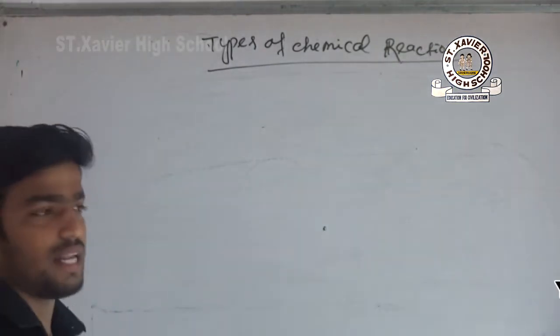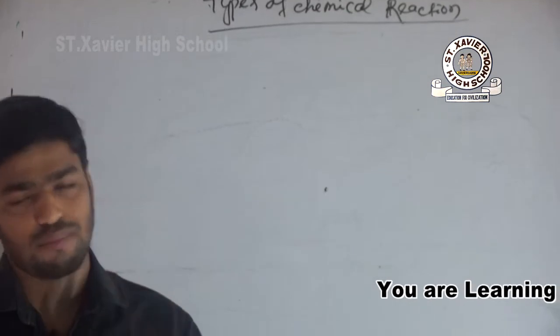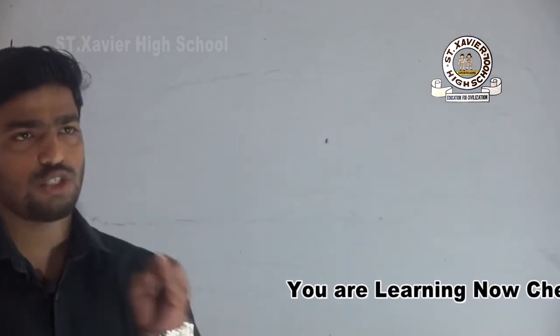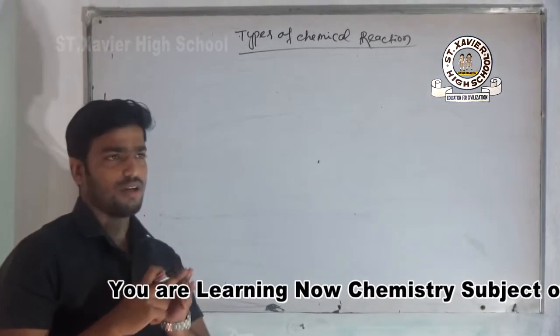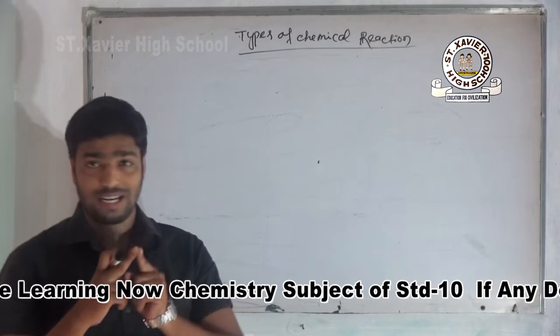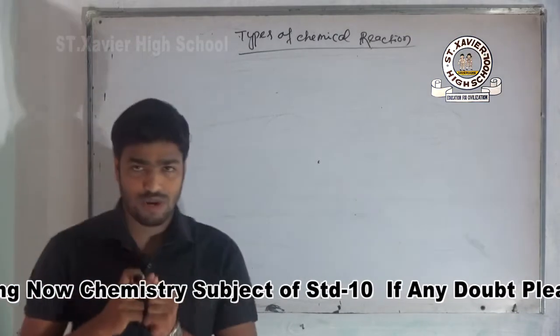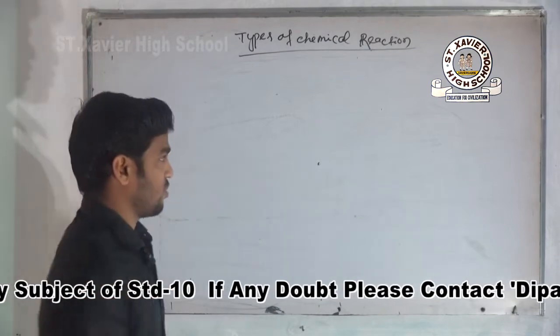Types of chemical reactions. Students, there are mainly 5 types of chemical reactions. First is your combination reaction, second is your decomposition reaction, third is your displacement reaction, fourth is your double displacement reaction, and last, that is fifth, is oxidation and reduction reaction.